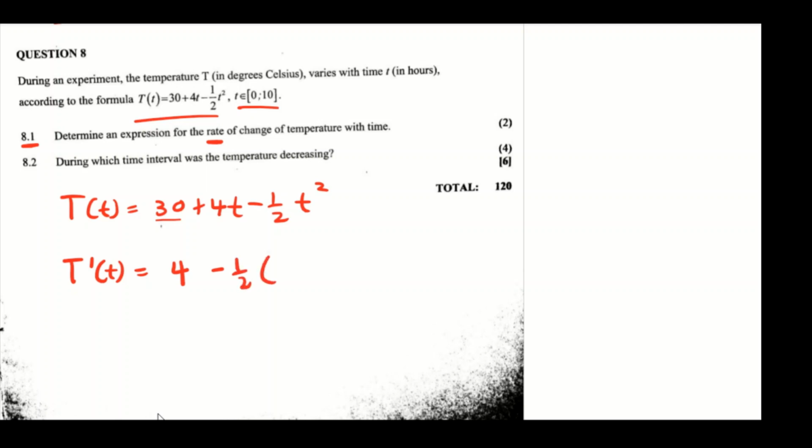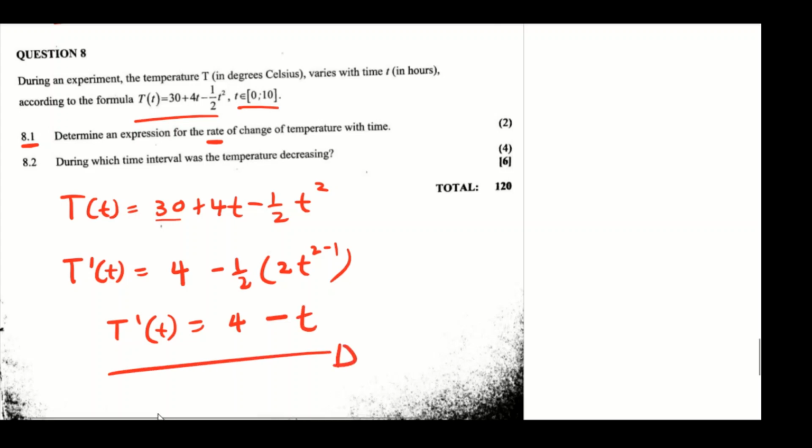So we are given T(t) is equal to 30 plus 4t minus 1 over 2 t squared. So we want to find the rate of change of temperature. As I said, we derive. The derivative T'(t) is equal to, this 30 is going to be 0, so it's going to be 4 minus the half, and then we drop the 2, so it's t to the power of 2 minus 1, like this. So the rate of change is going to be equal to 4 minus t, right? So this is the rate. Cool. Now let's get down to another question, right?